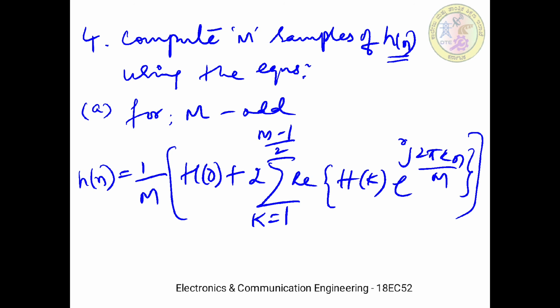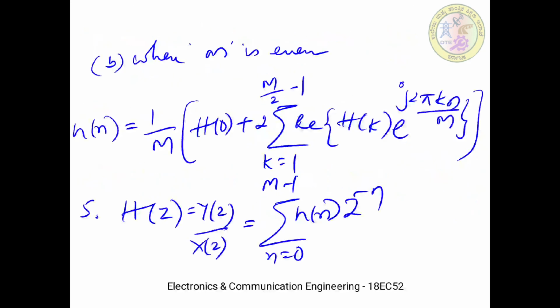So h of n is computed using two equations. When M is odd, follow this equation, where in the summation we have M minus 1 by 2. Whereas when M is even, it is M by 2 minus 1. Once h of n is computed, we can further go for calculating H of z using the equation summation h of n into z raised to minus n, between n equal to 0 to M minus 1. Okay, thank you.